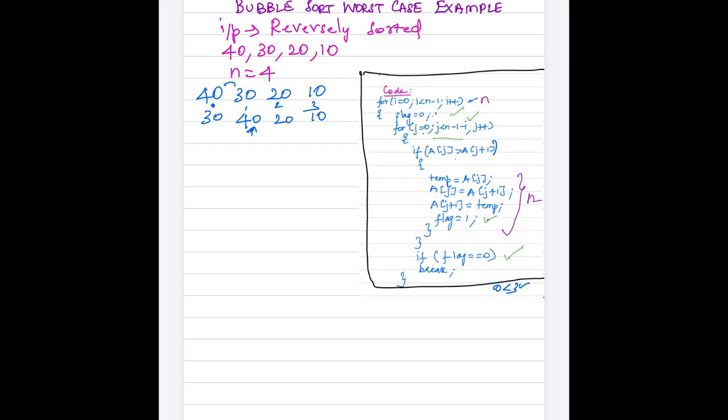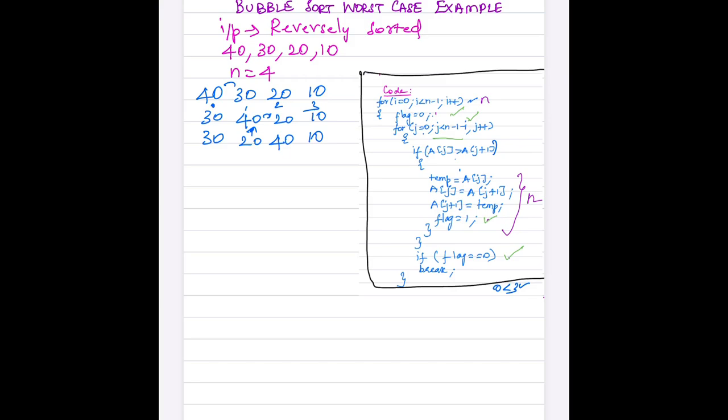So it is 3. What is j? It is 1. Is 1 less than 3? Yes, true. If the condition is true, you have to come inside the for loop and check is a of j greater than a of j plus 1. a of j is 40 and a of j plus 1 is 20. Is 40 greater than 20? Yes. Perform swap. What will happen here? 30, 20, 40, 10. Set the flag variable.